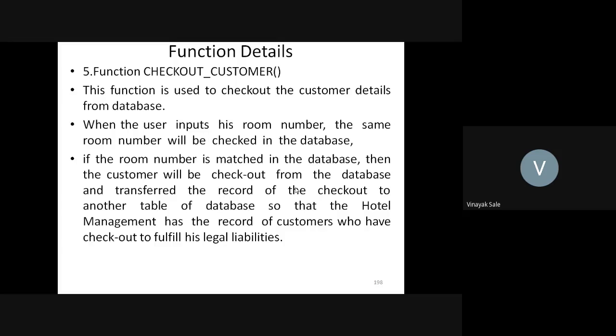This function is used to check the customer details from the database. When the user inputs the room number, the same room number will be checked in the database. If the room number is matched in the database, then the customer will check out from the database and the record of checkouts is transferred to another table of the database, so that the hotel management has a record of customers who have checked out to fulfill legal liabilities.